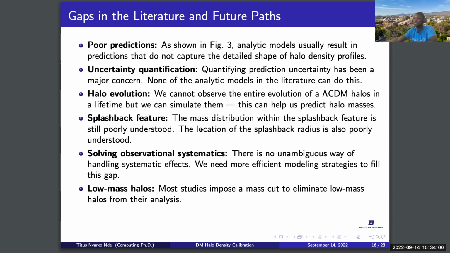And then on the observational side, there is actually no unambiguous way of handling the observational systematics, which means that we need efficient modeling strategies to be able to fill in this gap. And then we also find that low mass halos have a lot of statistical uncertainty. Because of that, a lot of studies eliminate low mass halos from their analysis. So they just ignore them totally.